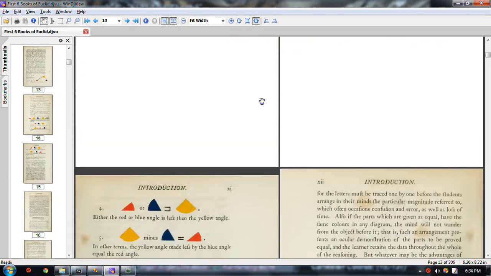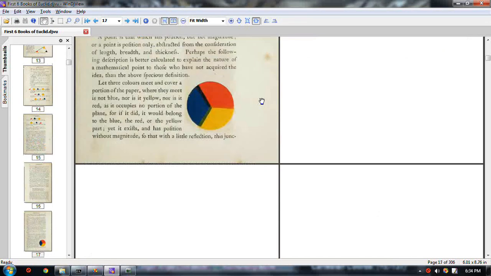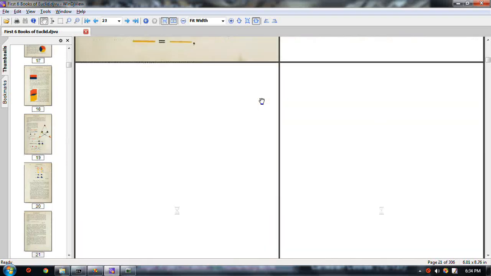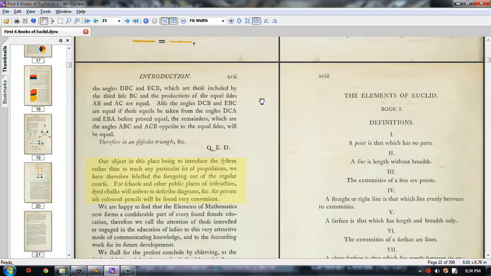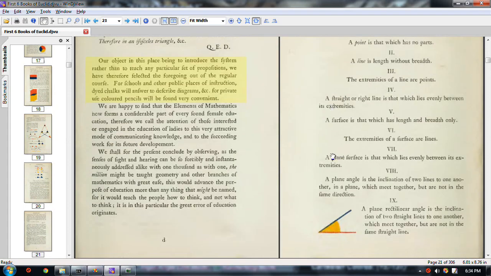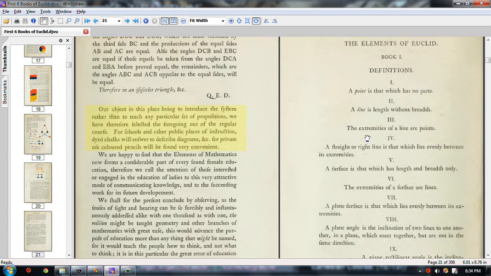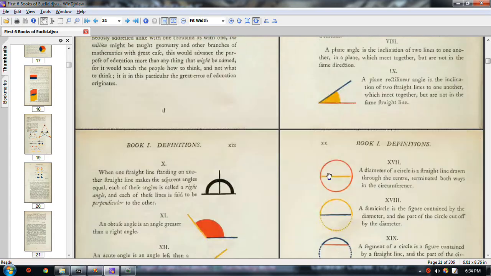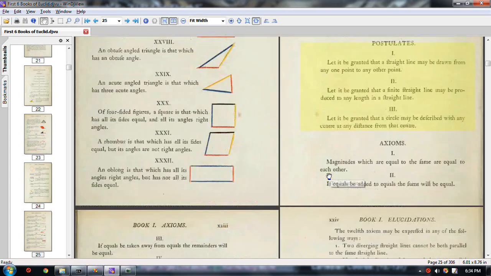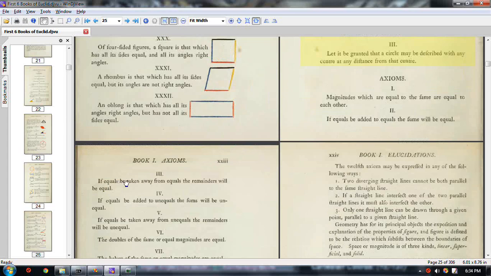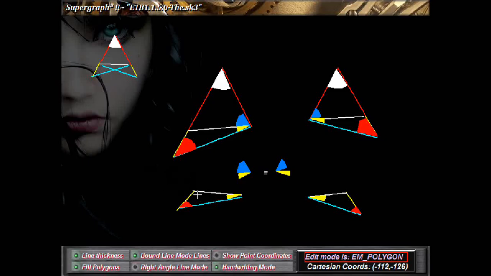Not appealing to any thinking, you're not allowed. No, that's the definition of axioms. Equals taken away from equals, remainders equal.